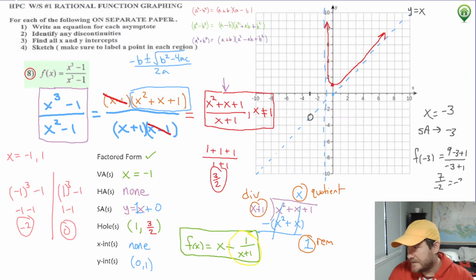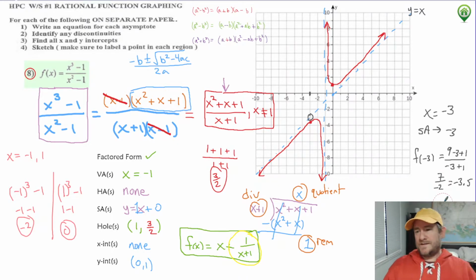That's -3.5, and that means we are ever so slightly less than the -3. So we've got a point here, which does guarantee that I'm entirely below. I come up and I achieve some max, then I come flying back down.